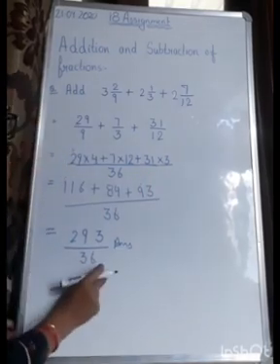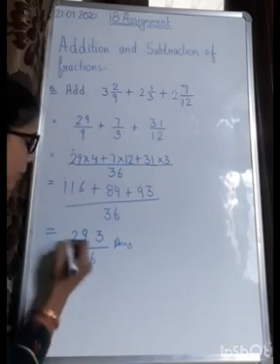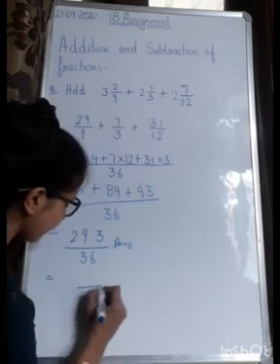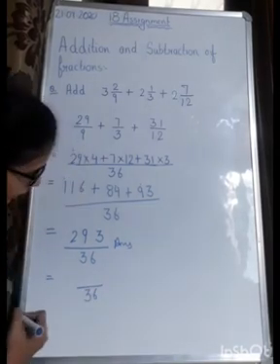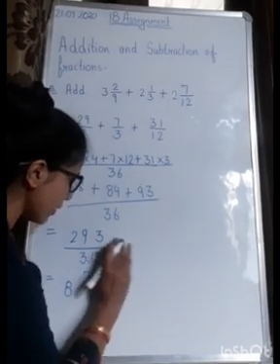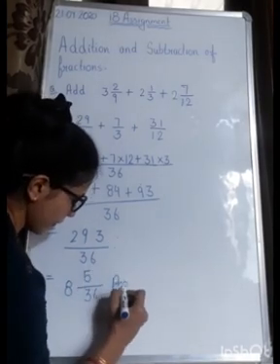You can write your answer like this also, or you can convert it into a mixed fraction also. And when you convert it into a mixed fraction, it is coming 36, and here it will be 8, and this will be 5. So this will be your answer.